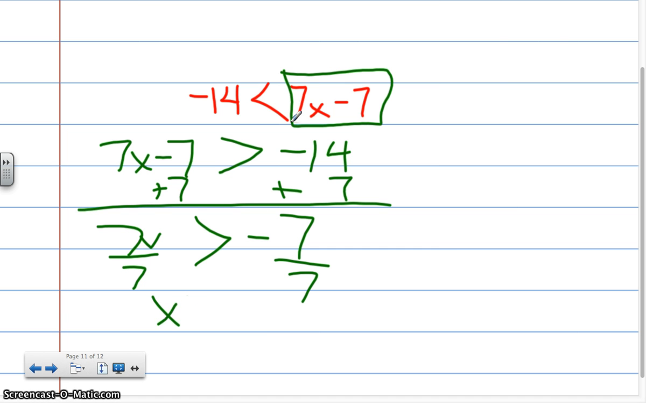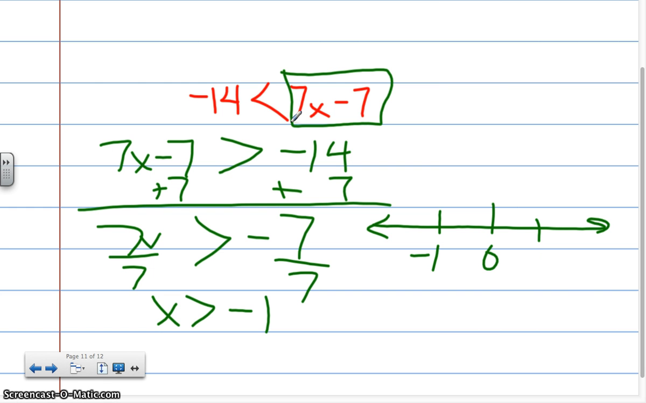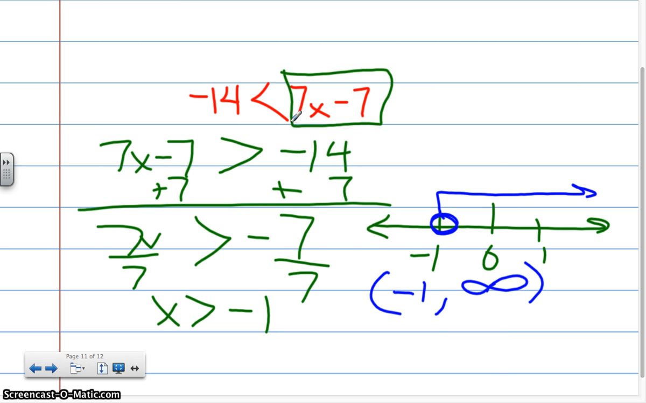And we get x is bigger than negative 1. Those of you that were testing yourselves, I would have an open circle at negative 1 going to the right. You would write this in interval notation. You start with negative 1 and you go all the way to what? Infinity. And color good.